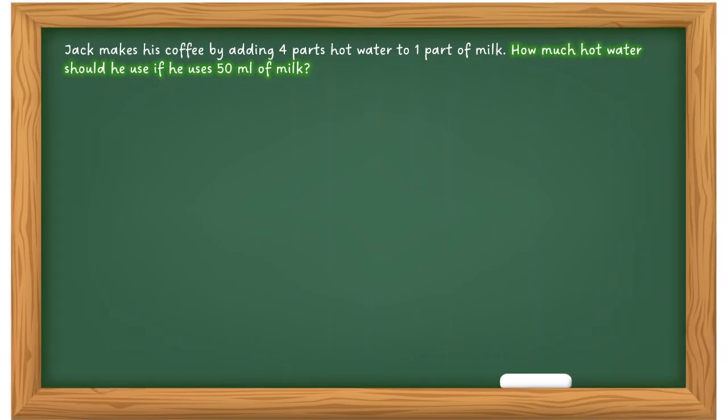Jack makes a coffee by adding 4 parts hot water to 1 part of milk. How much hot water should he use if he uses 50 mils of milk? How did you do? It's fairly simple. 50 mils is the value of 1 part. So therefore you just simply multiply it by 4 and that tells you you need 200 mils of water.